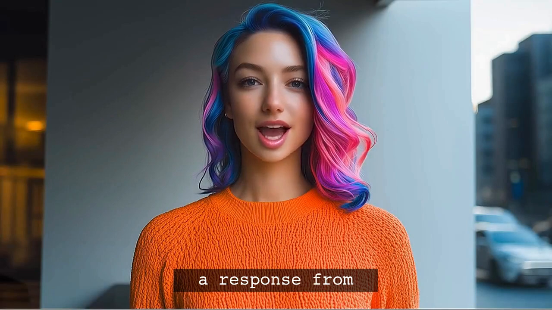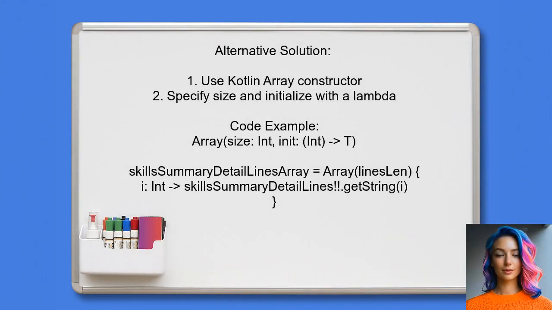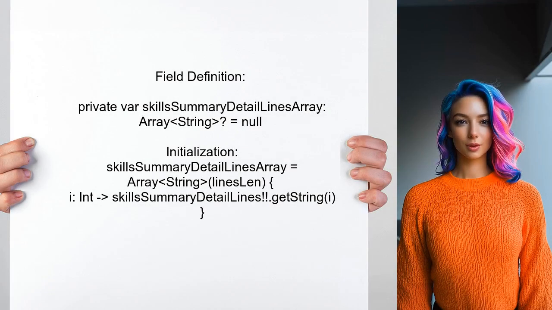Now, let's see a response from a different user. An alternative approach shared by a user involves using the Kotlin Array constructor. They explain that you can create a string array by specifying the size and using a lambda expression to initialize each element. In their example, they define a variable for the string array and initialize it with values from another source. This method works well in Android development.